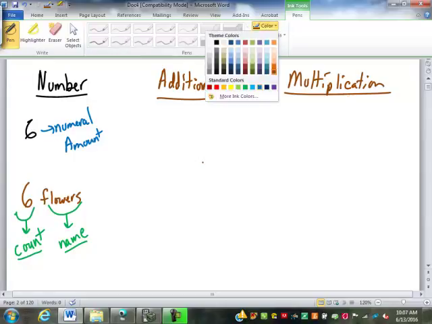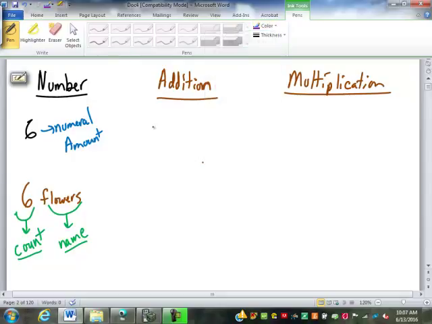So let's take a look at something here. Let's say I have 6 inches plus 3 inches. What's my answer going to be? 9 inches. Probably not groundbreaking material quite yet. But let's take a look at what happened with our two parts, our count and our name.